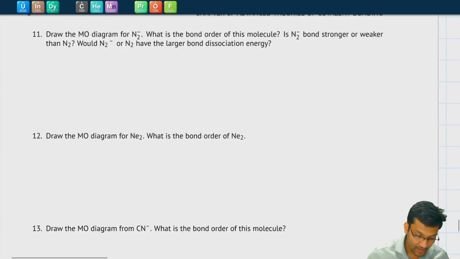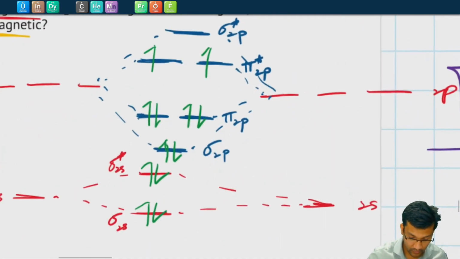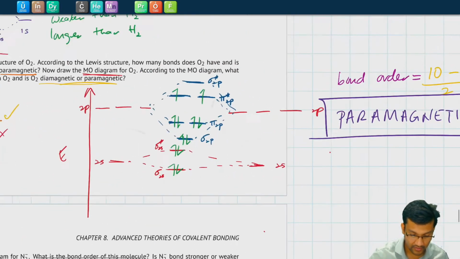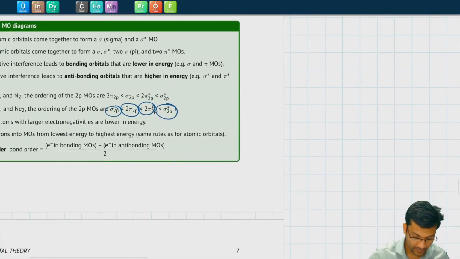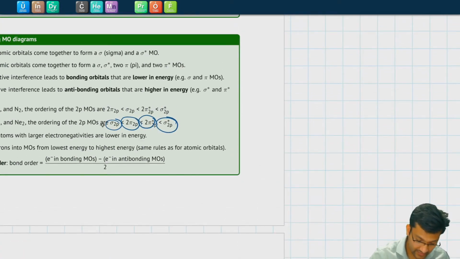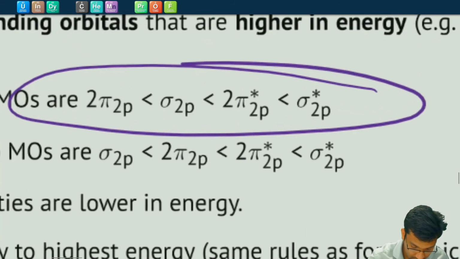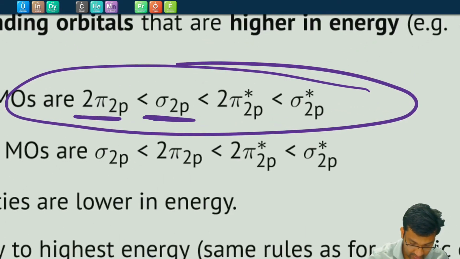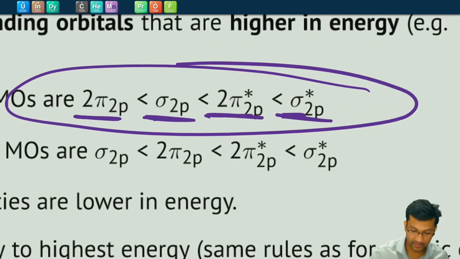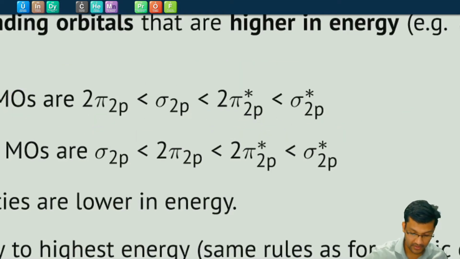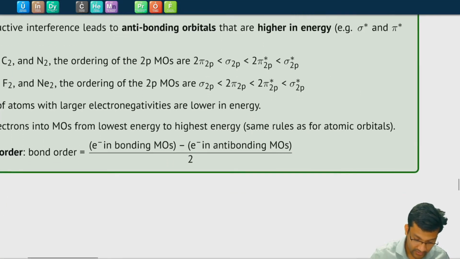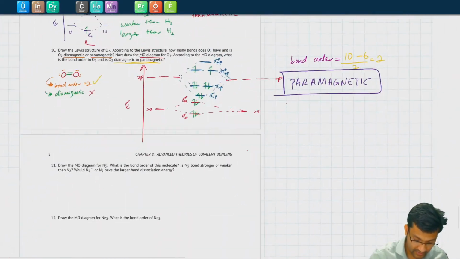All right, how about you try one? Try the MO diagram for N2 minus. Remember, to figure out what the order of the energies are up here, we can use the table over here. And so for N2, we're looking at these set of rules where the pi bonding comes first, then the sigma bonding, then the pi antibonding, then the sigma antibonding. So that's the order for the 2p stuff. All right, try that one on your own first, and then pause the video and I'll go over it with you.